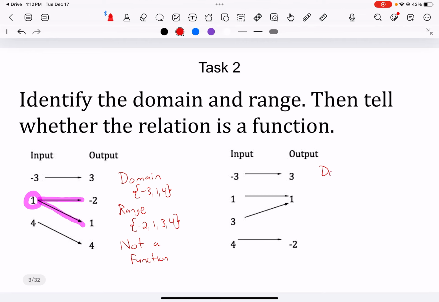For our second one, the domain is all the inputs, which is -3, 1, 3, and 4, and the range is all of the outputs, which is -2, 1, and 3. Since each input has one output, this relation would be a function.